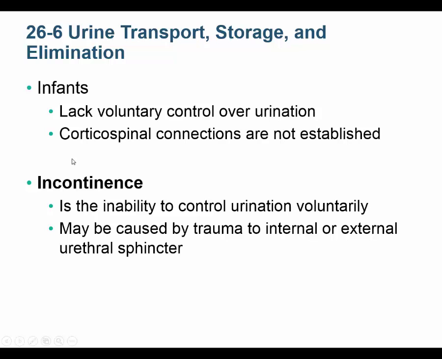This is just mentioning what I mentioned a few minutes ago, that infants lack these corticospinal pathways. They're not well developed yet, so that's why they have to be potty trained. Incontinence is the inability to control your micturition reflex. It can be aging, but it usually has something to do with your urethral sphincters, either your internal or external urethral sphincter. Your internal urethral sphincter is not under voluntary control anyway, but if your external urethral sphincter is damaged and you can't contract it, then you're going to have incontinence.